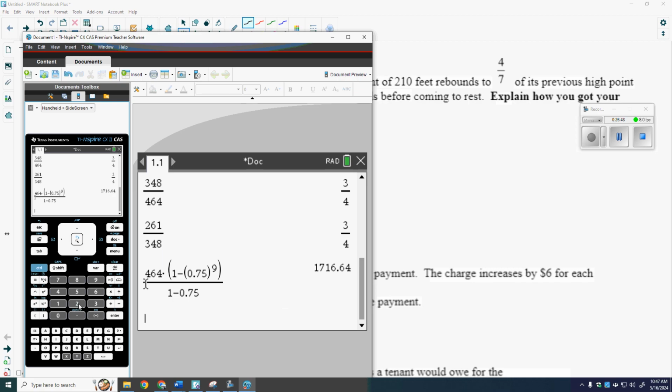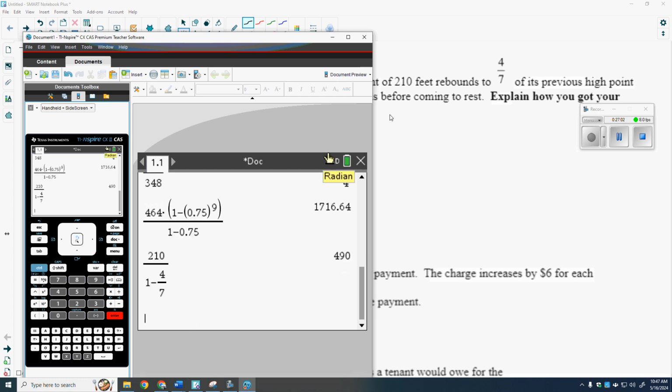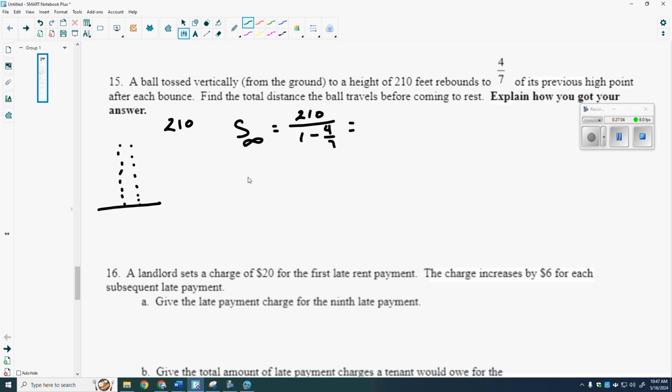And I'm going to go 210 divided by parentheses 1 minus 4/7. Get out of my parentheses, hit equal, and I get 490. That is the total vertical distance going up, but we go up and down. So we times it by 2, and we get a total distance traveled of 980 feet.